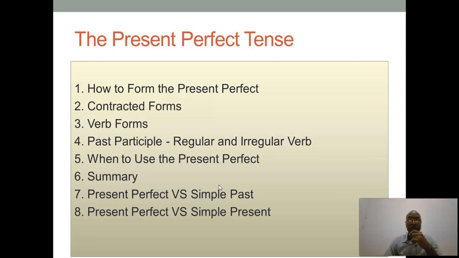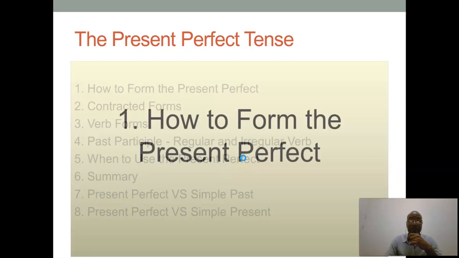I'm going to break this video into 3 videos. So in the first part, I'm going to talk about how to form the present perfect tense, the contracted forms. We're going to look at verb forms, the past participle, and I'll explain the difference between regular and irregular verbs. In the next video, I'm going to show you when to use the present perfect tense in different situations. In 2 separate videos, we'll do that, and then followed by the summary. All right, so without further ado, let's get started.